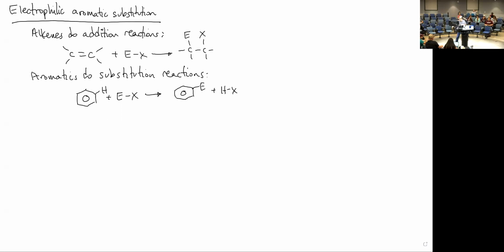Good. So one thing I'm hoping you all remember from chapter 3 is the reactions of alkenes with electrophiles. That's what we talked about in chapter 3. And we've already defined electrophiles as being Lewis acids.